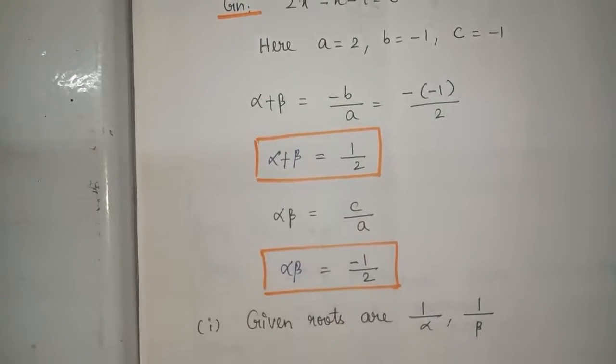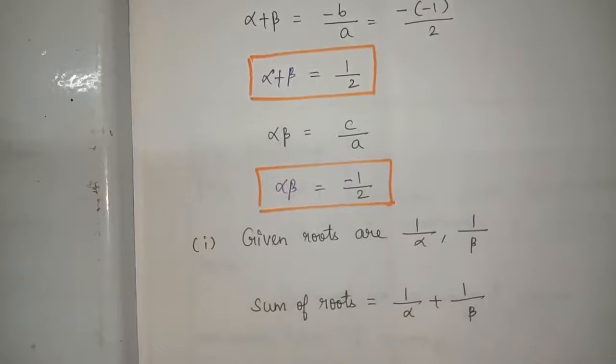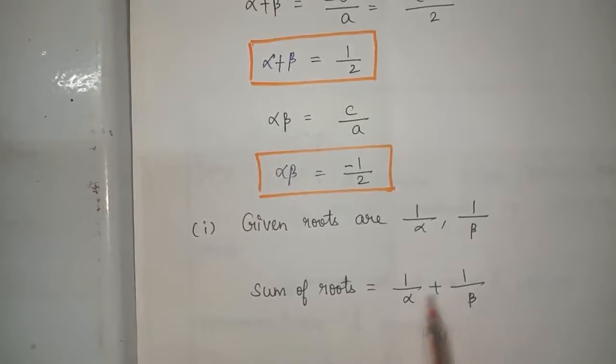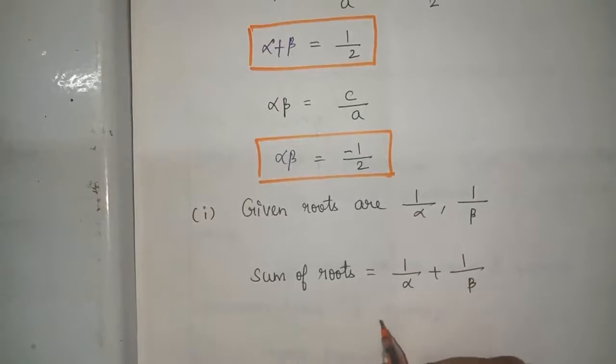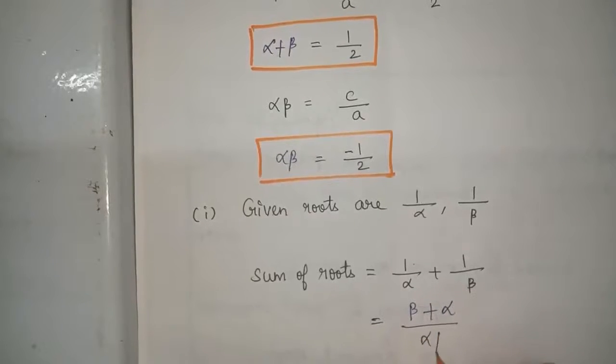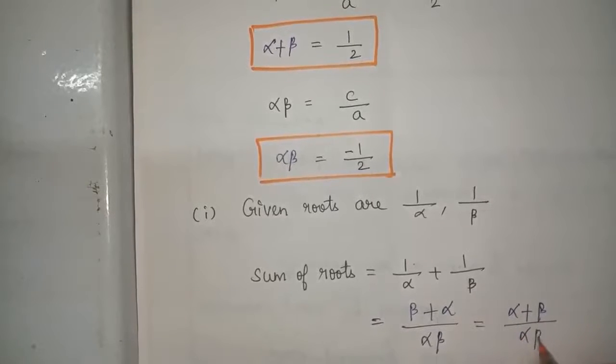So first subdivision, given roots are 1 by alpha comma 1 by beta. Now we have to find the sum of roots of the given roots in the question. So here the sum of roots is equal to 1 by alpha plus 1 by beta. Now the denominators are different, so we can't add the numerators. So the next step is cross multiplication. If you cross multiply, you get beta plus alpha divided by alpha beta, which is nothing but alpha plus beta divided by alpha beta.